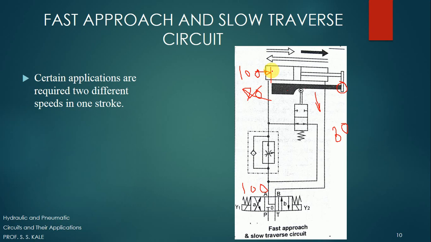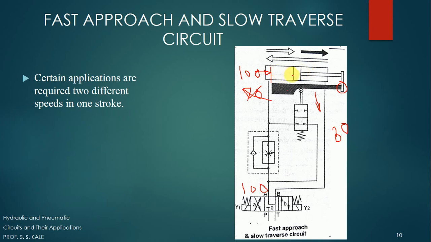Now I am supplying more fluid, and that's why the velocity of the piston will be very fast compared to the previous one. Now how fast can be controlled by this particular flow control valve. So I can keep it at any position, how fast I want or how slow I want, and that can be decided by this. The piston will be moving very fast in the second half of the stroke, whereas the piston will be moving slow in the initial position.